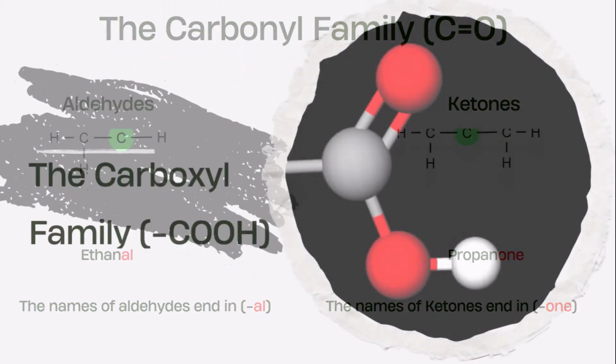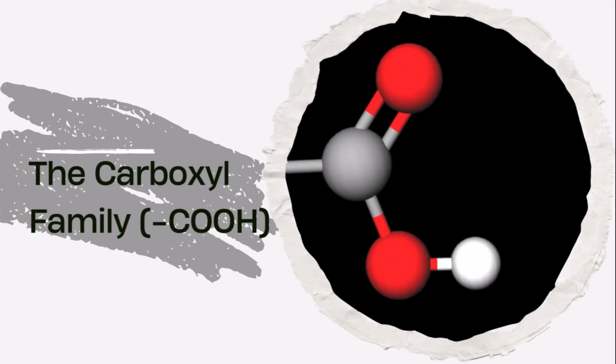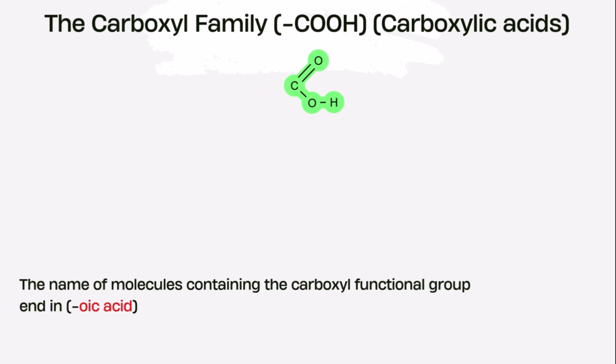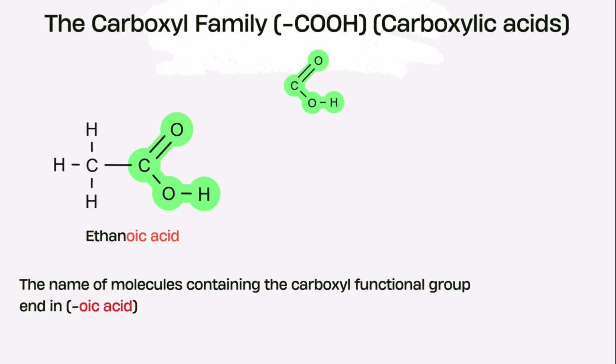Our next family is the carboxyl family, aka the carboxylic acids. In carboxylic acids, the carbon atom is double bonded to an oxygen and then single bonded to an OH group. This structure makes the carboxyl group acidic, giving carboxylic acids their sour and reactive nature. Their signature ending is -oic acid, like in ethanoic acid, also known as vinegar. Whenever you see a molecule with this group, you know it's got a strong personality and can easily donate a proton, making the solution acidic.